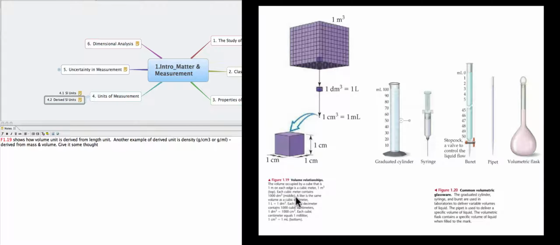Figure 1.19 shows how volume unit is derived from a length unit. So the volume of a cube that is 1 centimeter on each side is 1 cubic centimeter. Another example of derived unit is density. The unit for density is a gram per cubic centimeter, or gram per mL, and these are derived from the unit for mass and volume.